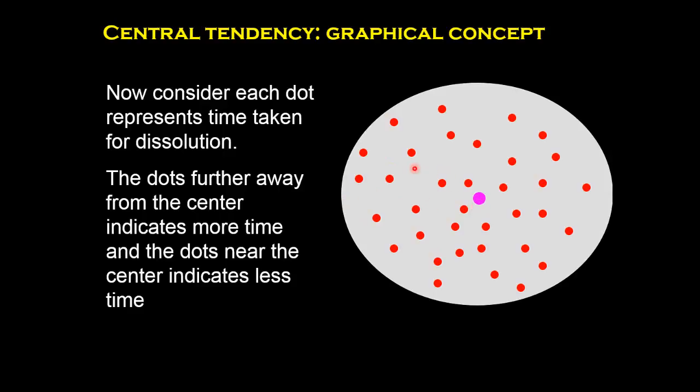But what are you going to do with these data points, all these data points? How are you going to measure how far they're distributed from the center? So the question is, consider each dot representing time taken for something. Now the dots farther away from the center indicate more time, and the dots near the center indicate less time. So how would you do that?